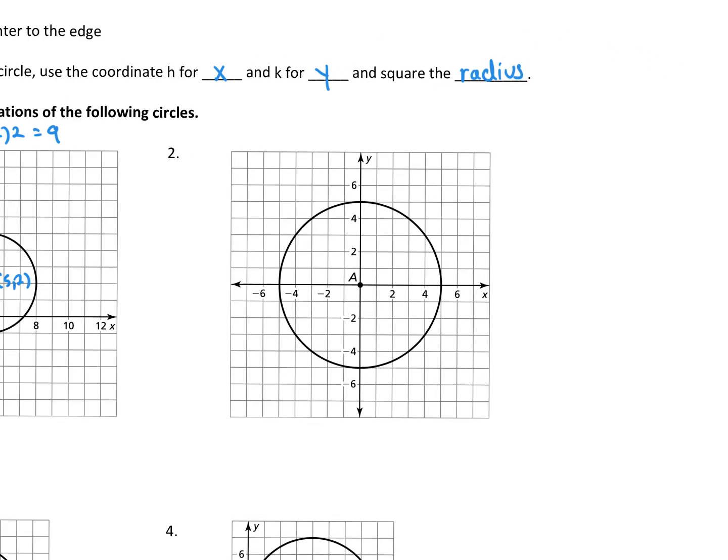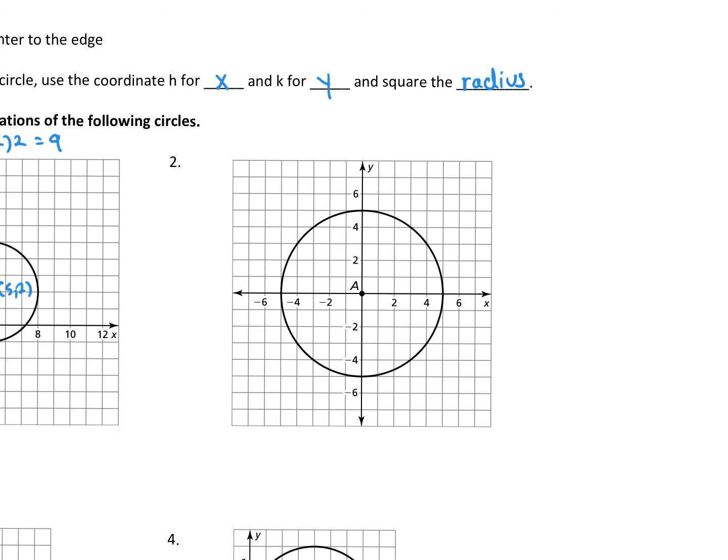Let's look at number 2. The center is right on the origin, so h and k are 0, so we don't have to do anything with the x and y. But now we got to figure out the radius. The radius is 5, because you start at 0, you go up 5. 5 squared is 25.